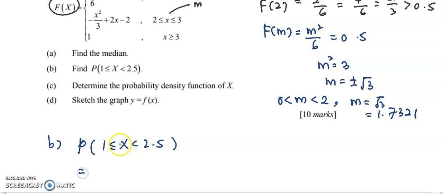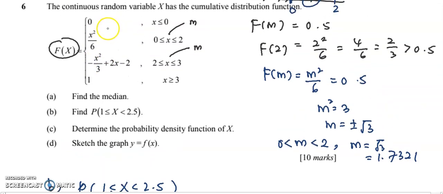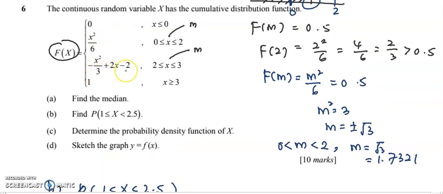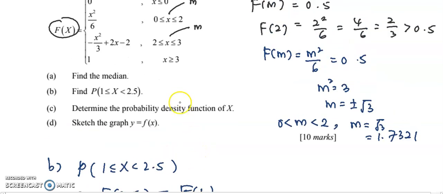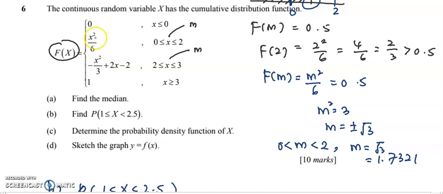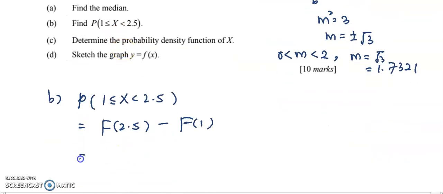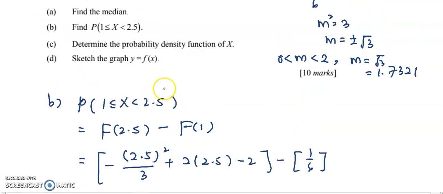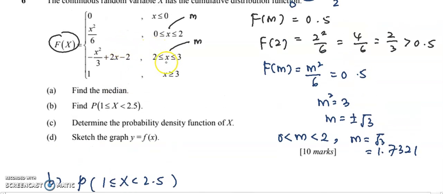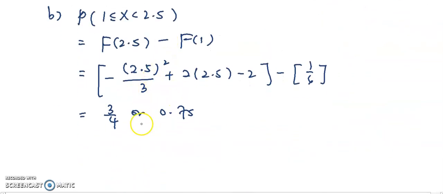For the probability of 1 to 2.5, we can use F(2.5) minus F(1). So substitute 2.5 into the second formula, negative x squared over 3 plus 2x minus 2. Then substitute 1 into the first formula, that is x squared over 6. Then we subtract the probabilities. Substituting into the cumulative distribution function following the interval, you will get 3 over 4, or in decimal 0.75.